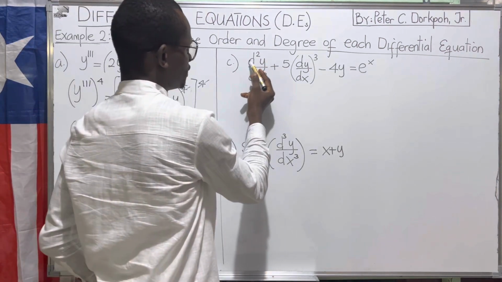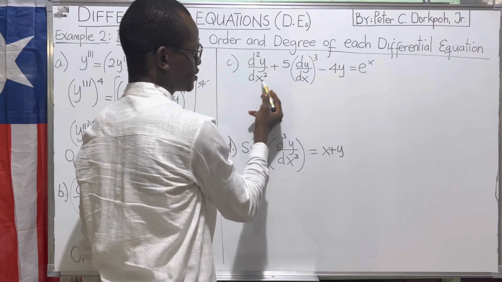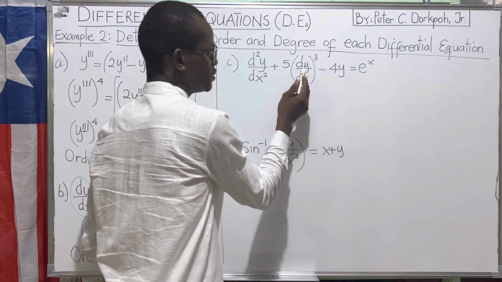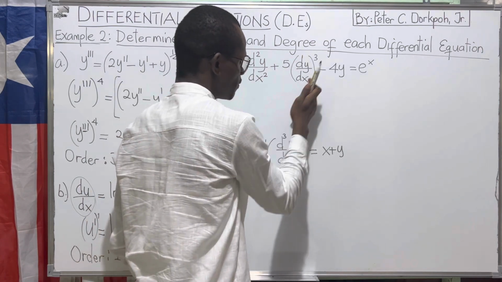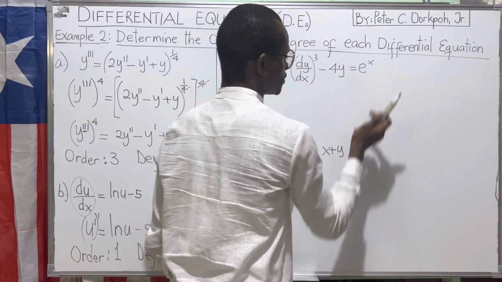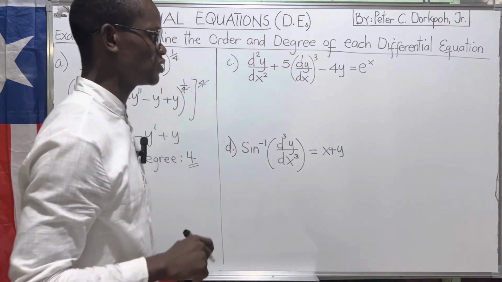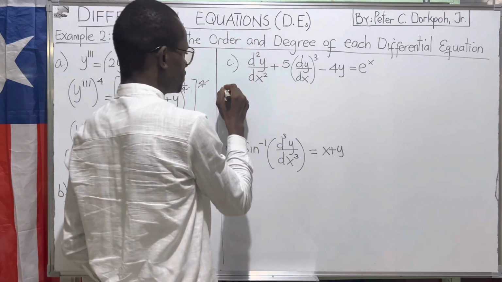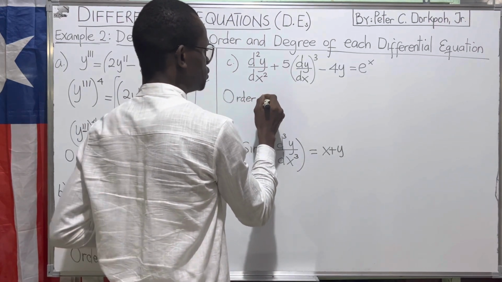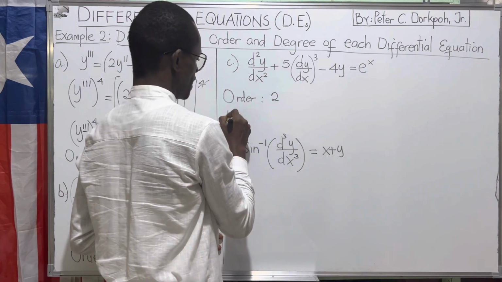So let's look at this one. Y prime prime, or d2y by dx squared, plus 5 dy by dx. So this is dy by dx, the first derivative, but it is raised now to the third power. Minus 4y equals e raised to the power x. So the highest derivative here, which we call the order of the differential equation, is equal to 2, and the degree.